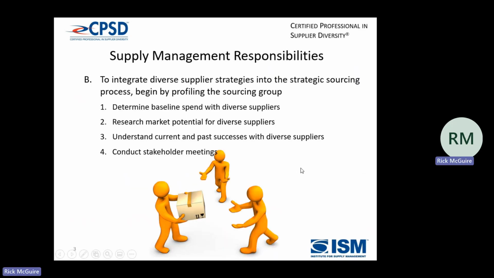And to integrate diverse supplier strategies into the strategic sourcing process, begin by profiling the sourcing group. Determine the baseline spend with the diverse suppliers. Research market potential for diverse suppliers. Understand current and past successes with diverse suppliers, and conduct stakeholder meetings.